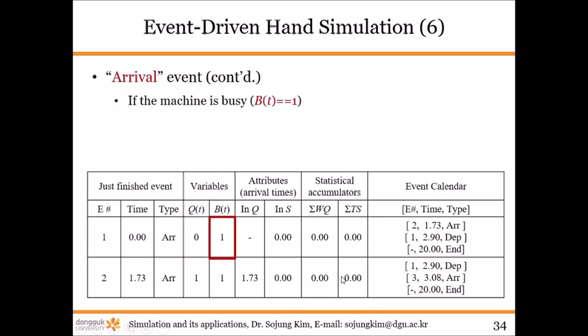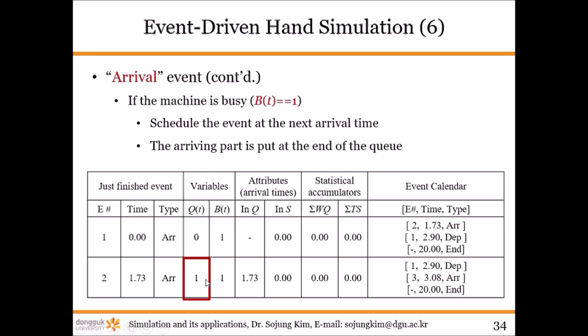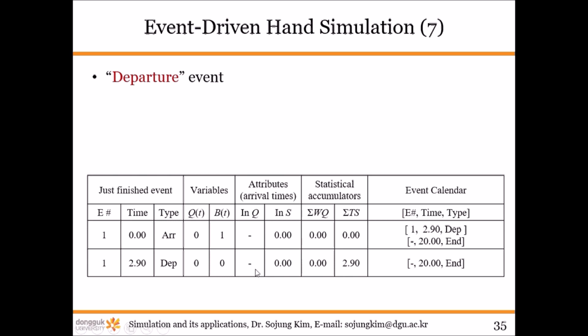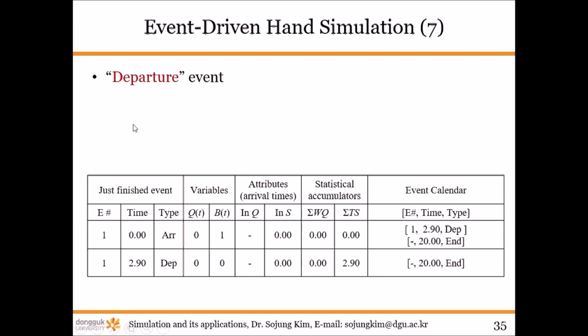Next, when the machine is busy and the second entity enters the system at 1.73, it goes directly to the waiting line. So the Qt value becomes 1, because the server is already occupied by the first entity. That's why it has to be in the queue. And then there was a departure event.